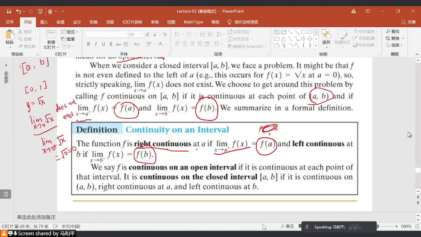Okay, and now do you understand this? Continuous on an open interval is easy to understand. Now, continuous on a closed interval means it's continuous on (a,b), right continuous at a, left continuous at b. And what's right continuous at a? The right-hand limit is f(a). The left-hand limit is f(b). This is left continuous at b.